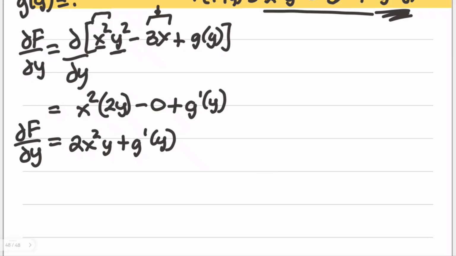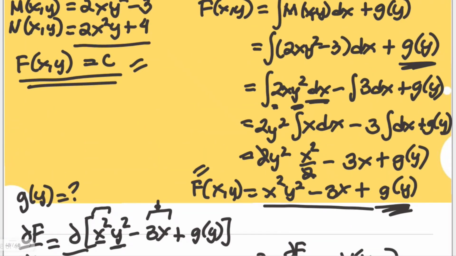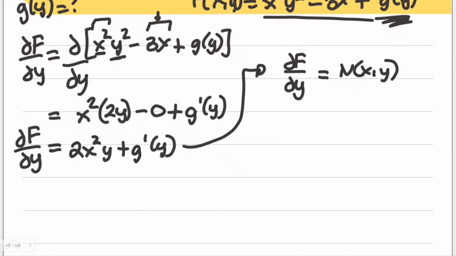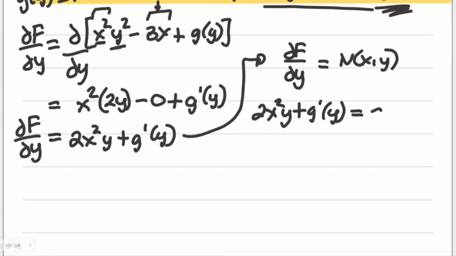Why do we have this? Because the partial derivative of f with respect to y is equal to your N of xy, already identified earlier. This was our N of xy. So, equating them, you have 2x squared y plus g prime of y, that's our partial derivative of f with respect to y, equal to your N of xy, 2x squared y plus 4. So you have 2x squared y plus 4. With this, we can now solve for g prime of y, as this term is on both sides, you can cancel that one.